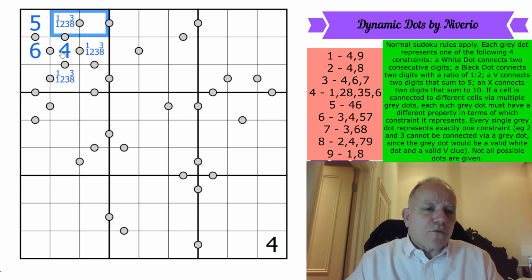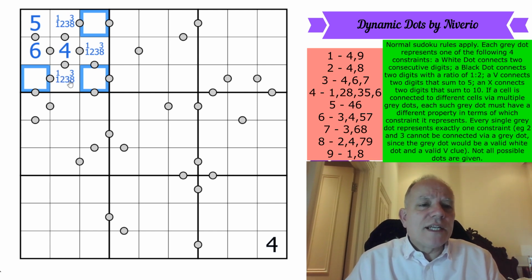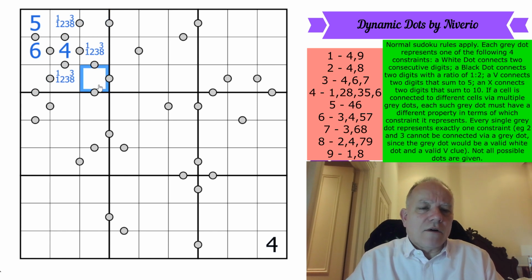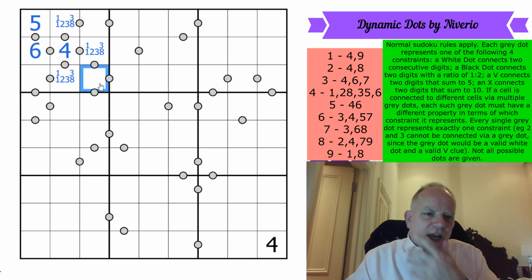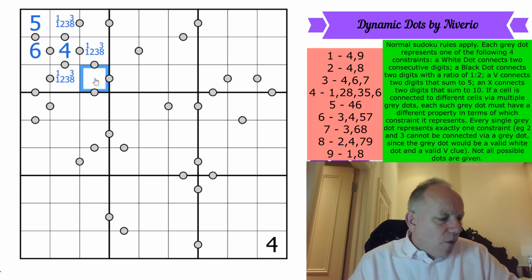3 now can't connect onto 6, so it must connect onto 7. So 1 will connect to 9, 3 will connect to 7, and therefore 2 and 8 will connect together. Either here, here, or here. Now, is this right? This cell has 3 connections, and it's not 4.